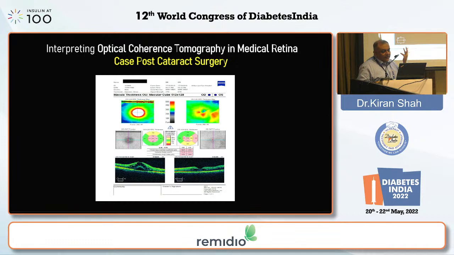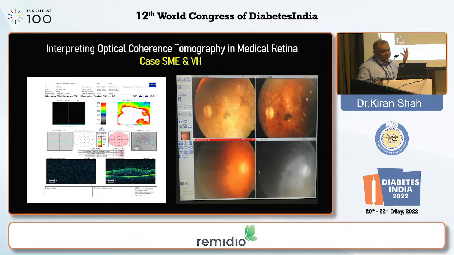So that's the colored picture of the patient who has been operated. In this patient, you can see vitreous hemorrhage in one eye, and there is sponge-like macular edema in the other eye.